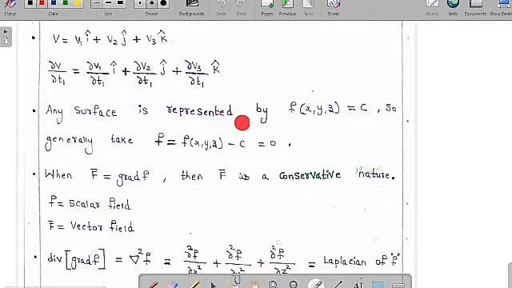Any surface is represented by f of x comma y comma z is equal to 0. So generally take f of x comma y comma z minus c is equal to 0. Generally in the question we are going to use this format for a surface. Take c to this side and then figure out this as a function f.